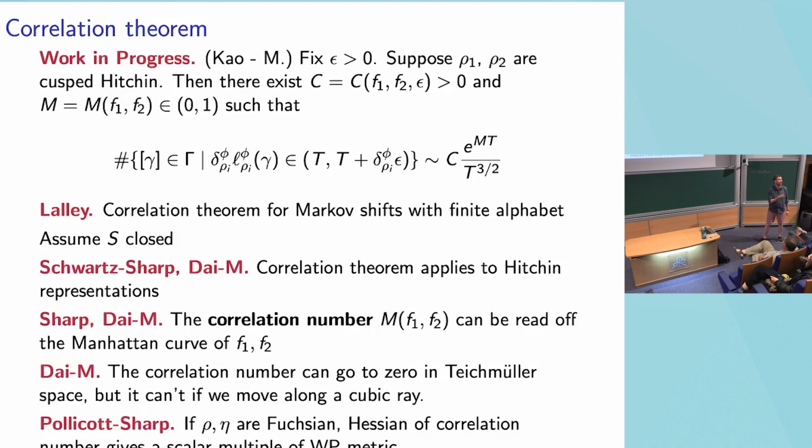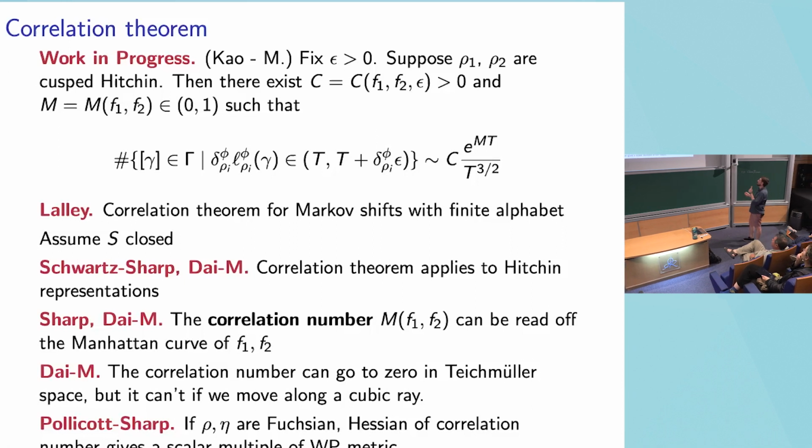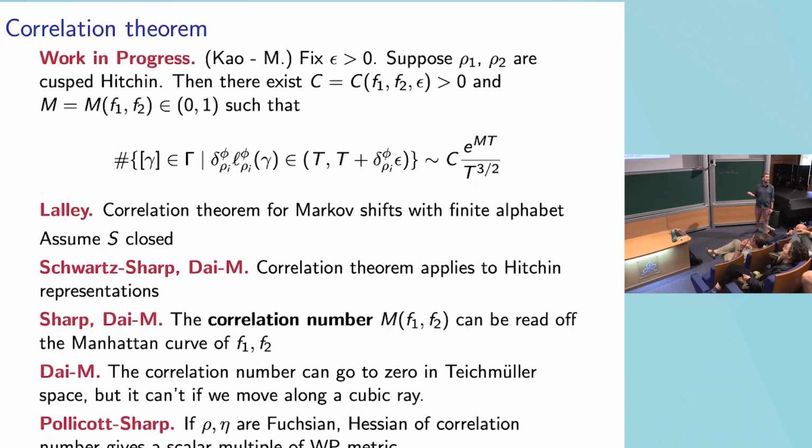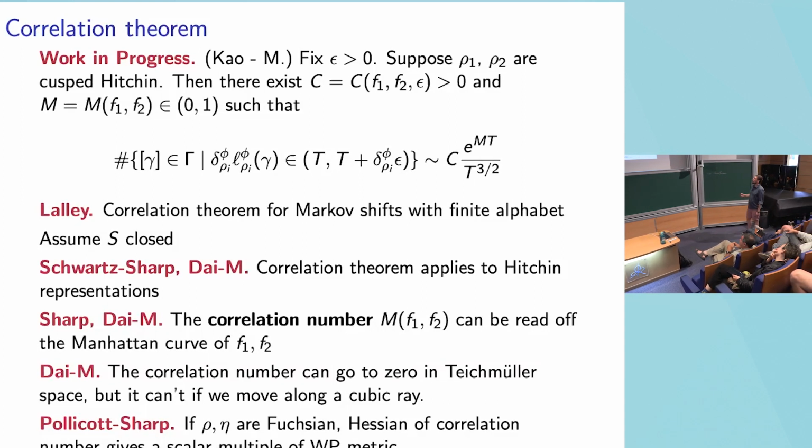This is with Nyima, and work in progress means we're working on it. So there is a different counting of orbits in this setting of, let's say, Cusped Hitchin. And the idea is to take two Cusped Hitchin representations and then look at when the lengths of these two representations are roughly the same as T gets large.